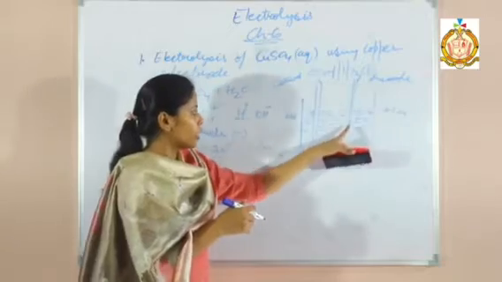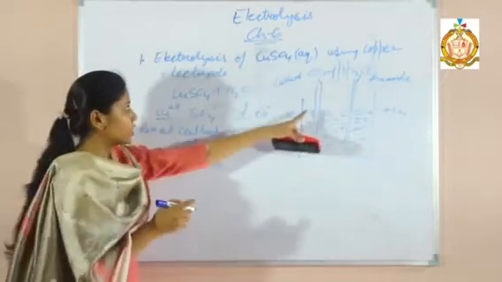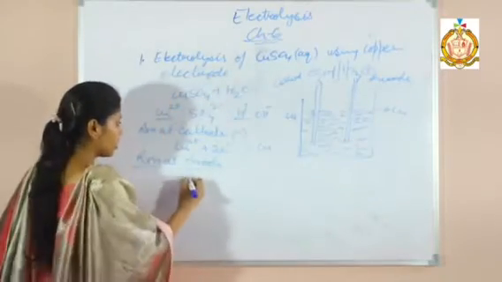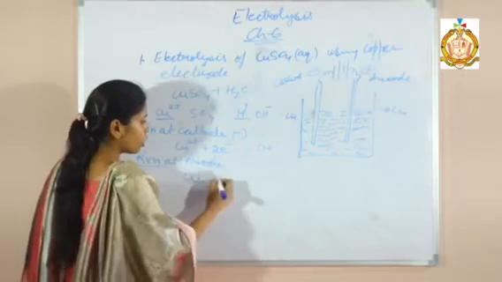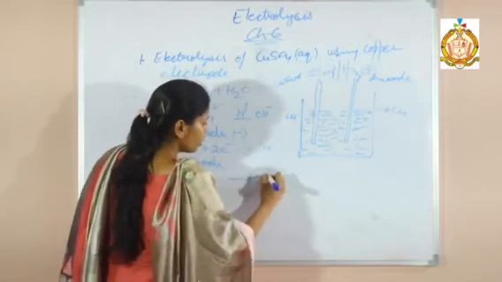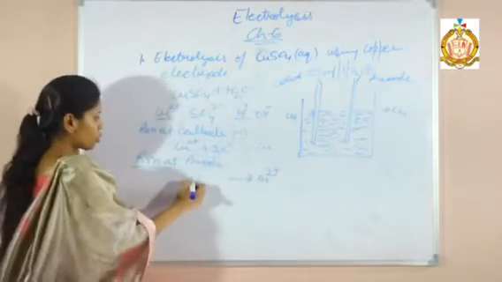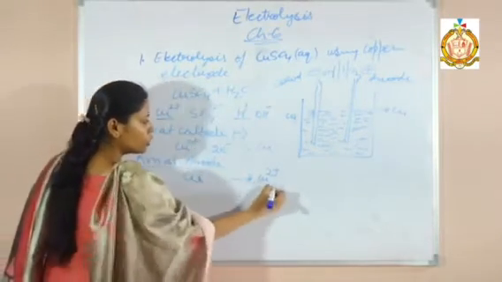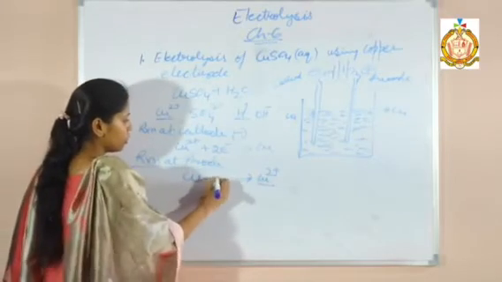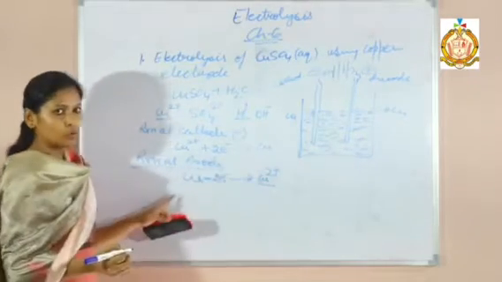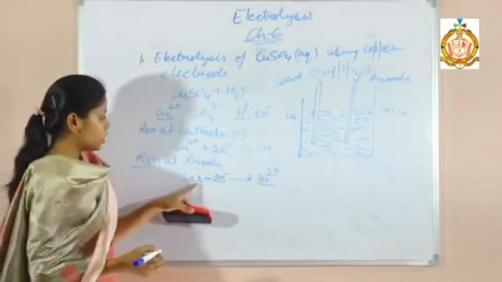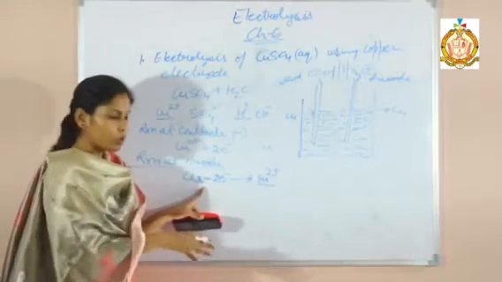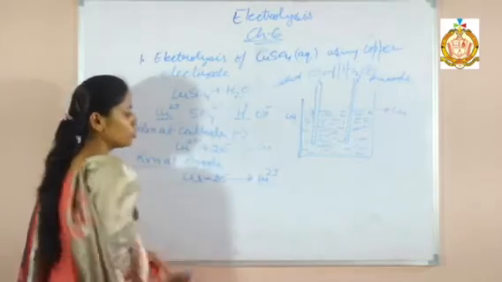But anode is different. Anode will take part in electrolysis. It will start dissolving in the solution. Copper will change into copper 2 positive after the loss of 2 electrons. So reaction at anode is this one. It will take part in electrolysis, copper will change into copper 2 positive.